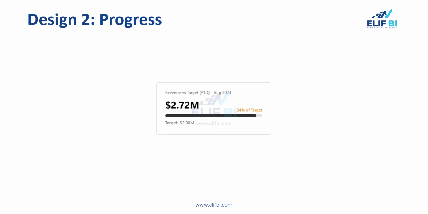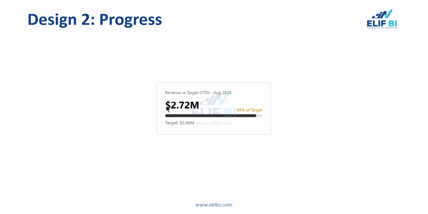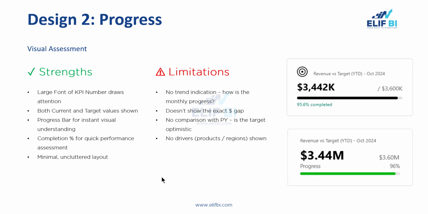I also have a third variant of this design. I'll give you the screenshot. You can go over to Claude and you can build this visual by yourself. In this card, we are following the visual hierarchy as well, that we are looking at the number, and we achieved 94% of the target, which is a medium range. And what was the target? The target is 2.90 million. Alright, so we've built the chart, everything is good.